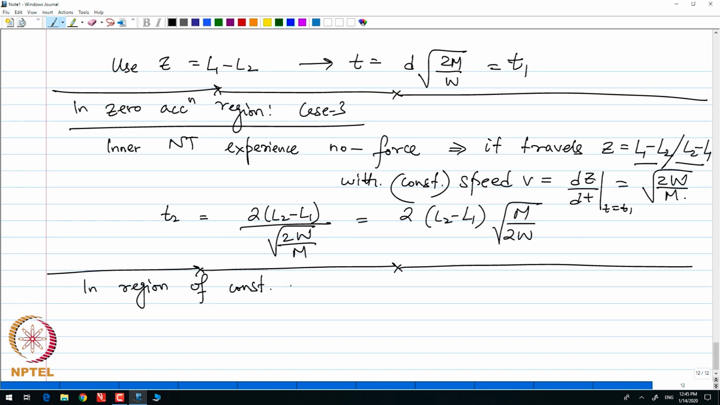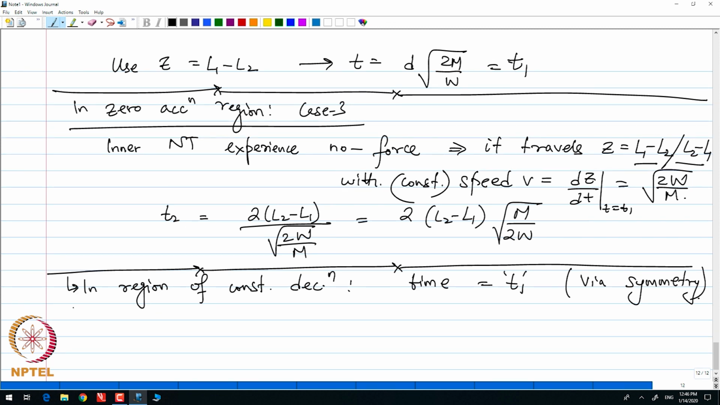So, in case of constant deceleration, the time taken by the system, the time spent in this region, will be again T1. This is via symmetry arguments of the system. Okay. So, that is the result in short.